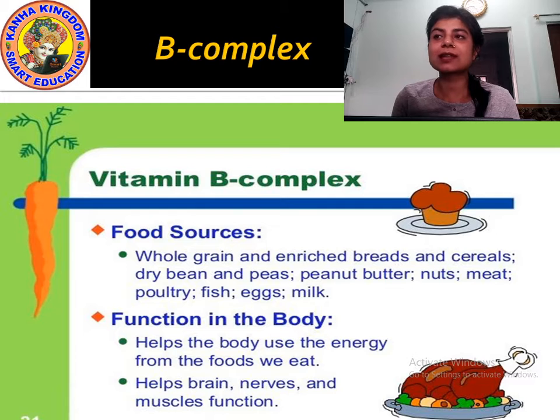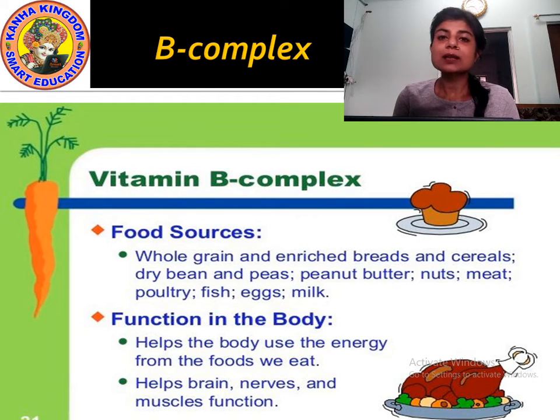The food substances like bread and cereals, like oats, bread and all, these are very rich in B complex. Then dry beans and peas. You know now what are peas and beans? These are also very rich in B complex. Then peanut butter, nuts. Then meat, poultry, fish, egg, milk are rich in B complex. These foods are rich in B complex.